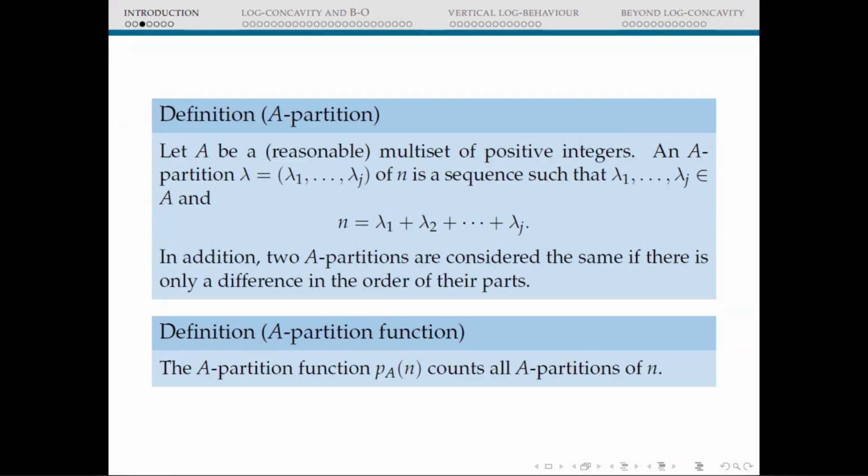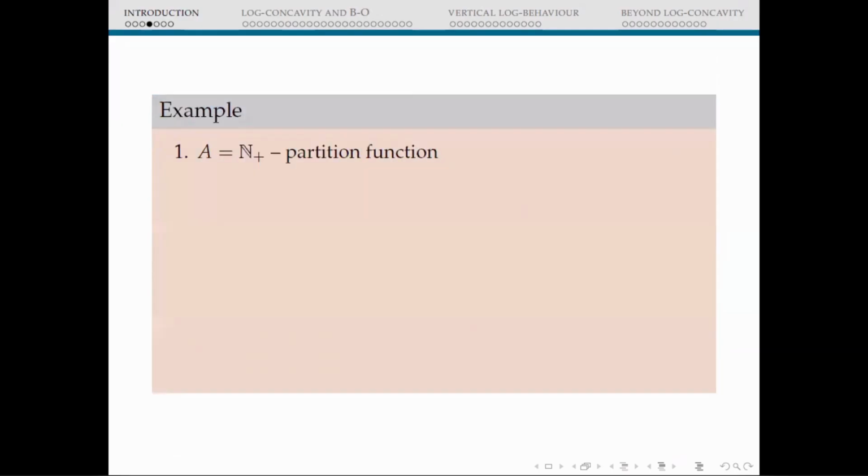And now we can take actually any multiset, actually not every multiset, because if we assume that, for instance, a multiset A consists only of ones, and there are infinitely many ones, then we have infinitely many representations for n, for every n greater than or equal to 1. So we have an additional assumption that reasonable means every number j occurs only finitely many times in A. And now some examples.